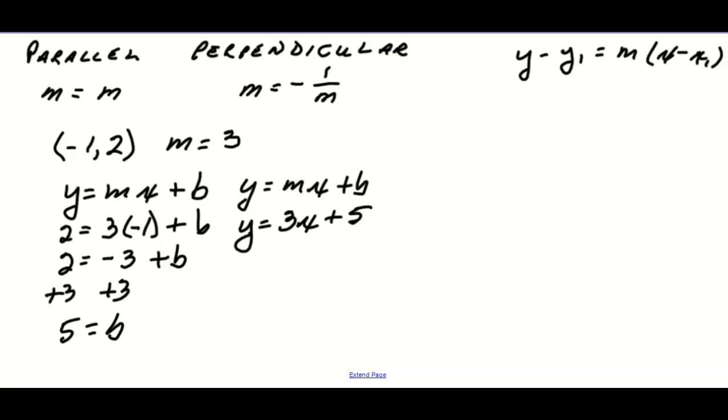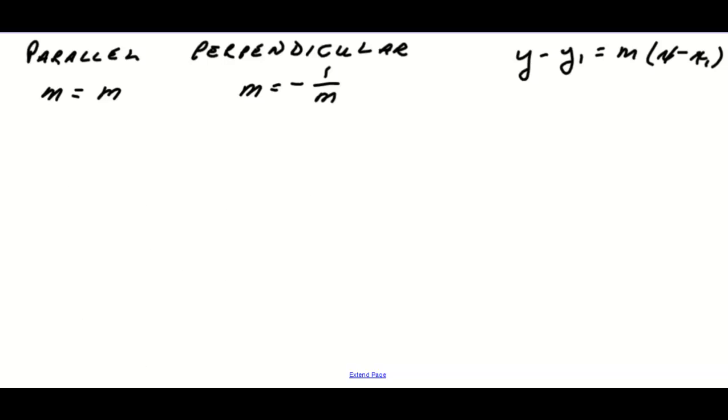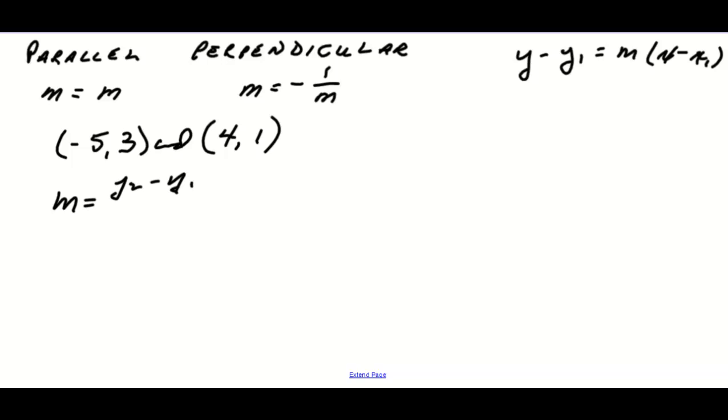But let's go ahead and flip the page and take a look at what happens if we have 2 points like we do in number 36. In number 36, what we've got is points and no slope. So the very first thing we need to do with number 36 is figure out the slope. The points are negative 5 and 3 and 4 and 1. So we figure out the slope is y2 minus y1 over x2 minus x1.